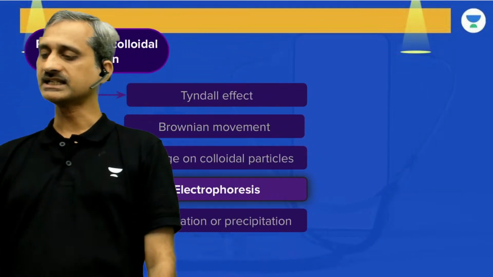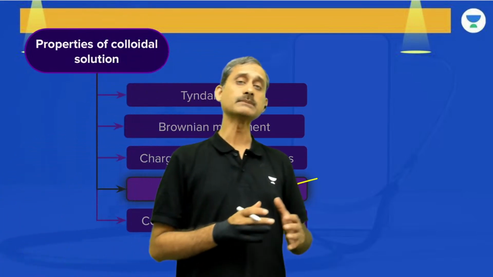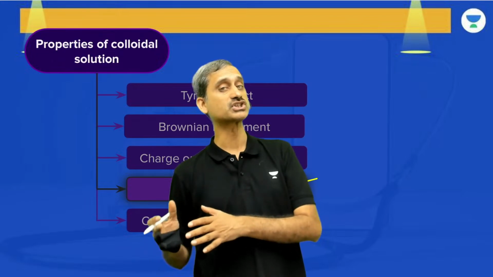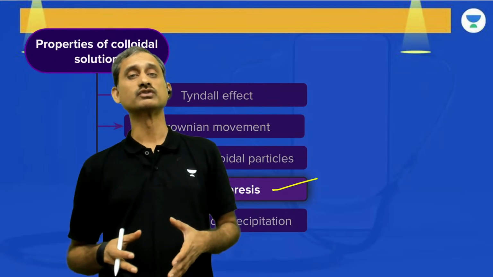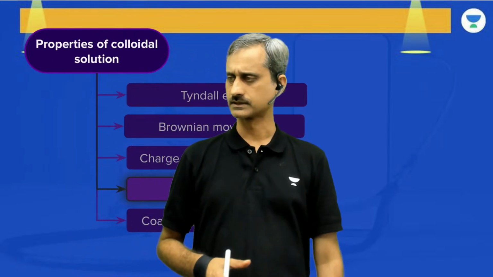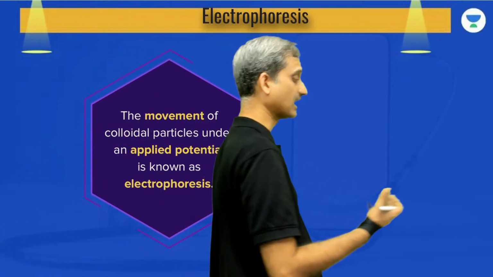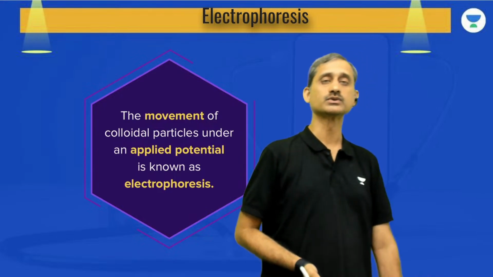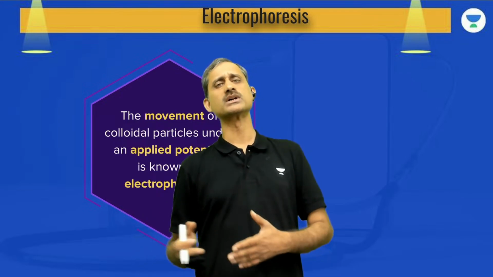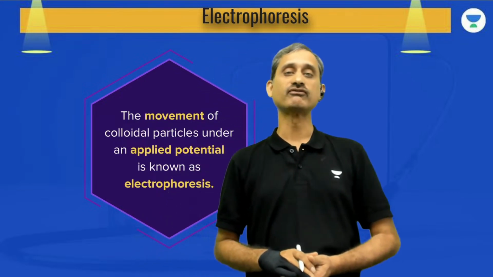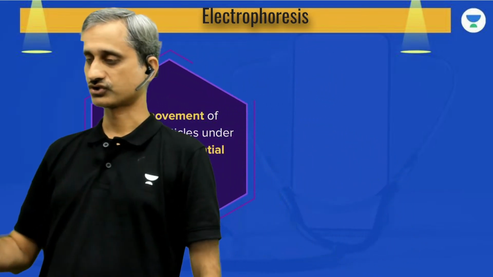Now to talk about the properties like electrophoresis. Electrophoresis is a system in which the colloidal particles move, but the dispersion medium is not allowed to move. Electrophoresis is mainly used to determine the charge on the colloidal particles. If the movement is towards the cathode, it is termed as cataphoresis, and cataphoresis is when the colloidal particles are positively charged. If it is moving towards the anode, it is termed as anaphoresis. That is, the colloidal particles are negatively charged.